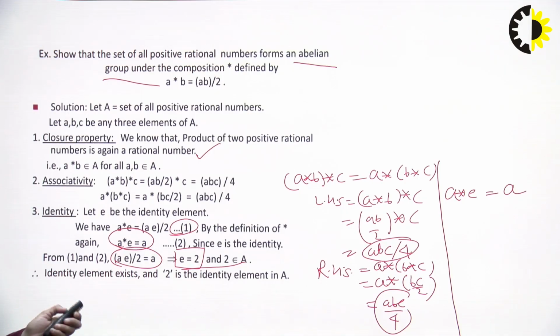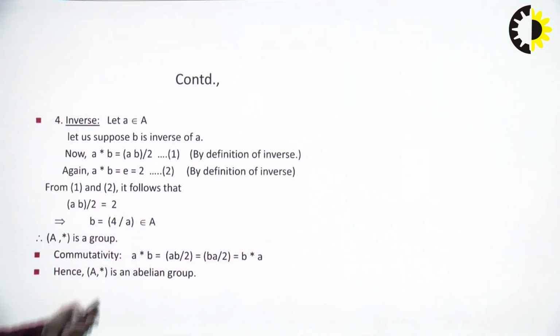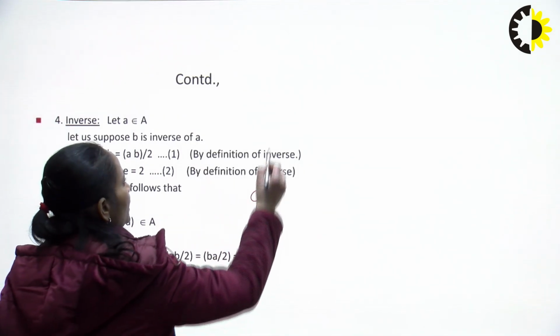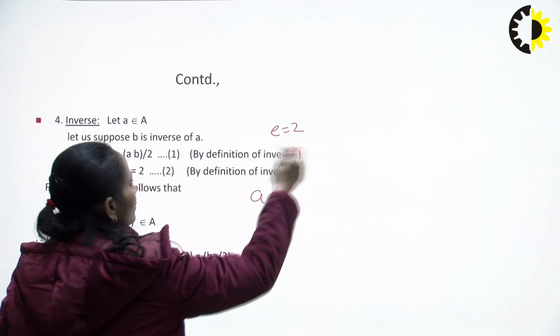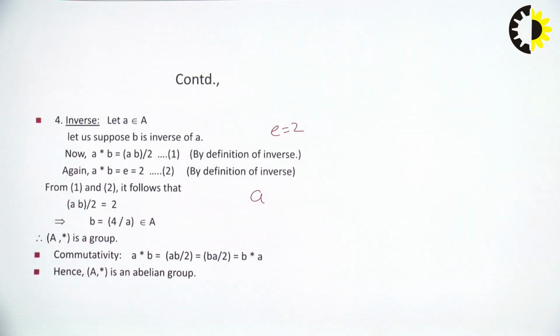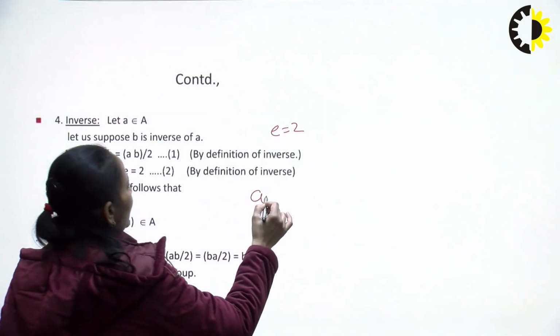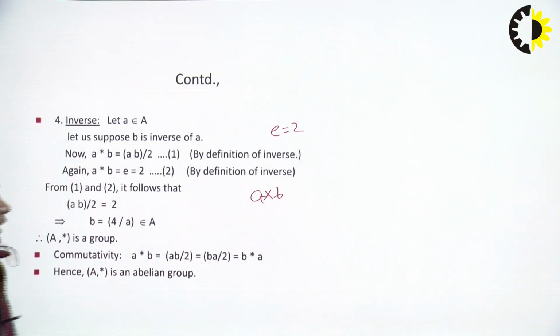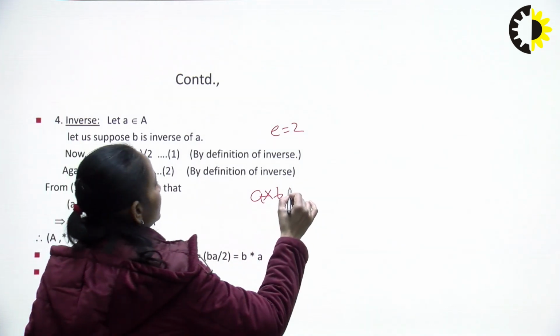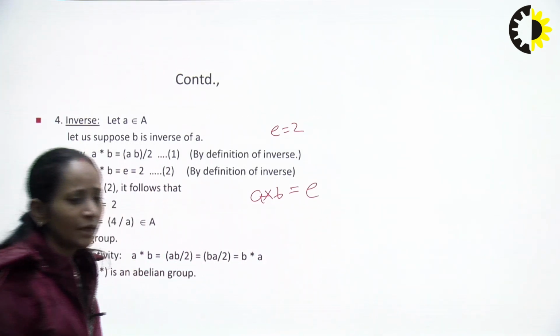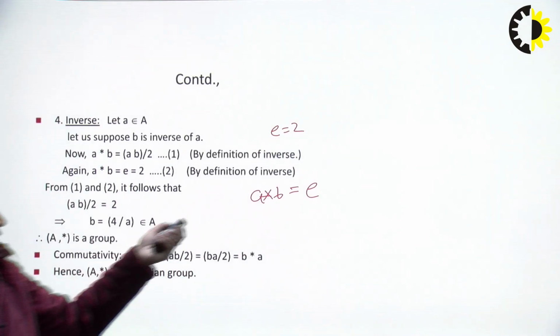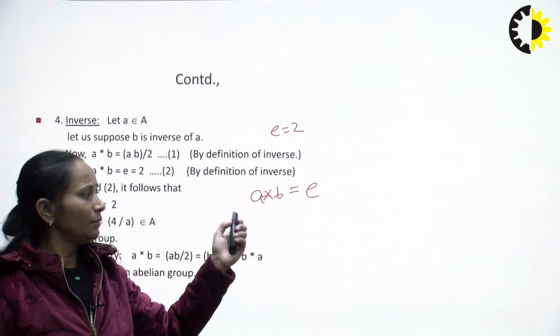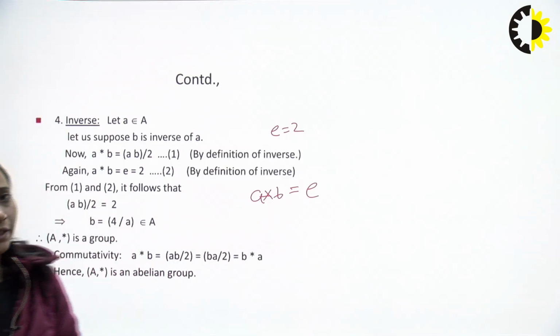Now we will check for the inverse. What is the property of inverse? Here the value of E is equal to 2, then A into B, suppose B is the inverse of A, is equal to the identity element. As we all know that if we multiply the element with the inverse element, we will get the identity element.